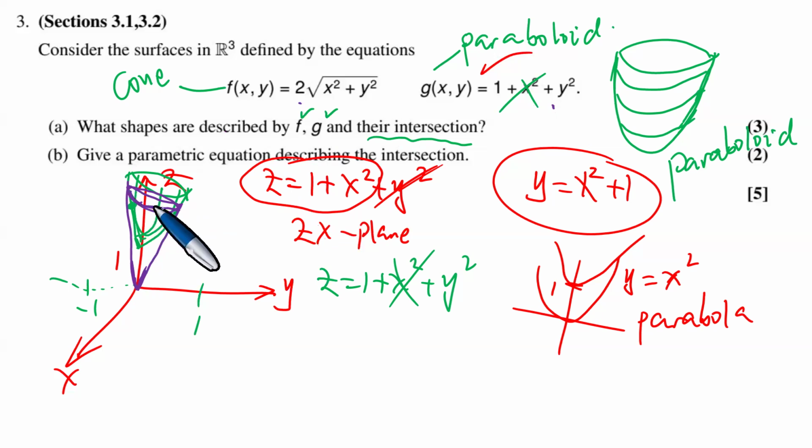Now the shape that traces the point of intersection traces a circle. So wherever they meet, you therefore have a circle. The intersection itself is a circle. So now we have described a cone, a paraboloid, and a circle as the intersection. Next point.